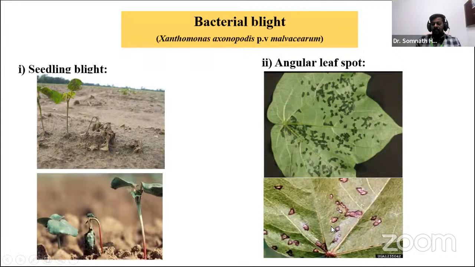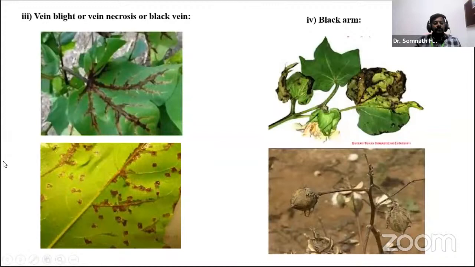Spots also appear on the upper surface of the leaves. The third symptom, in the advanced stages of the crop, is vein blight or vein necrosis, or we can say black vein. The veins become black, and the spots are restricted and aligned to the veins. This blackening of the veins happens in the third stage, which is why we call it vein blight. After that the spots spread over the foliage and form complete necrosis and blackening of the leaves, which happens in the fourth stage, called black arm. These are the different stages.